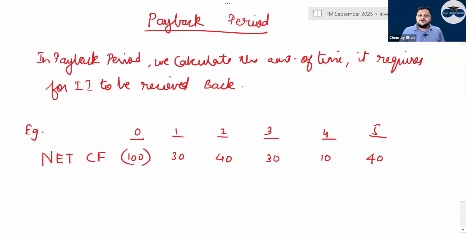Okay. But sir, this is all fine, but there has to be some formal method through which we calculate this. Write down: calculate payback period. This net cash flow has a lot of importance. This word, net cash flow.